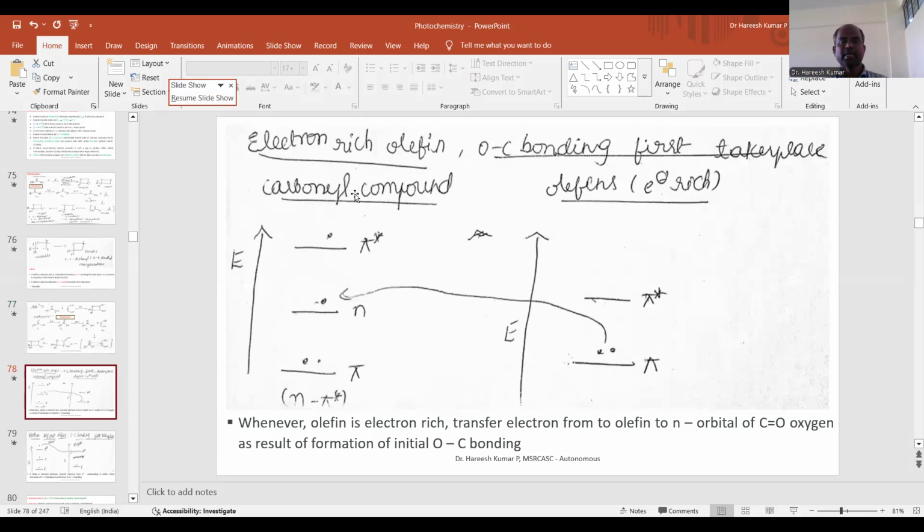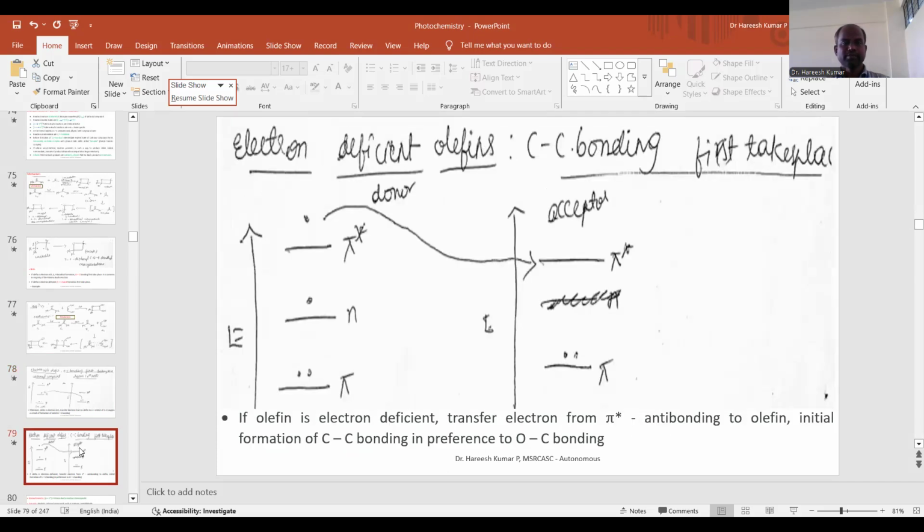In the next slide, we are talking about the electron-rich olefin, where oxygen-carbon bond formation takes place. Suppose it is an electron-deficient one, then the carbon-carbon bond forms first. Whenever the olefin is electron rich, there is transfer of electrons from the olefin to the n orbital of the carbon-oxygen bond. As a result, the O-C bond forms. I will go to the next slide.